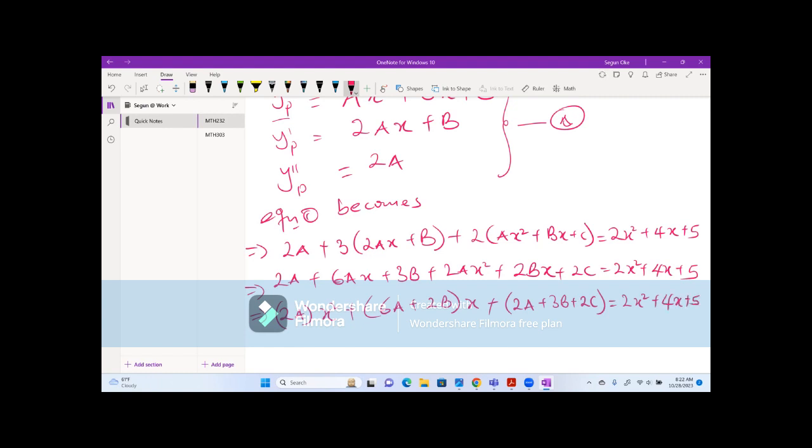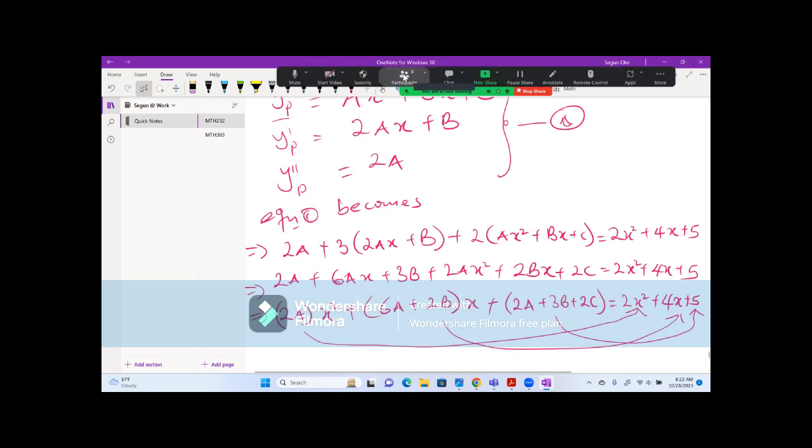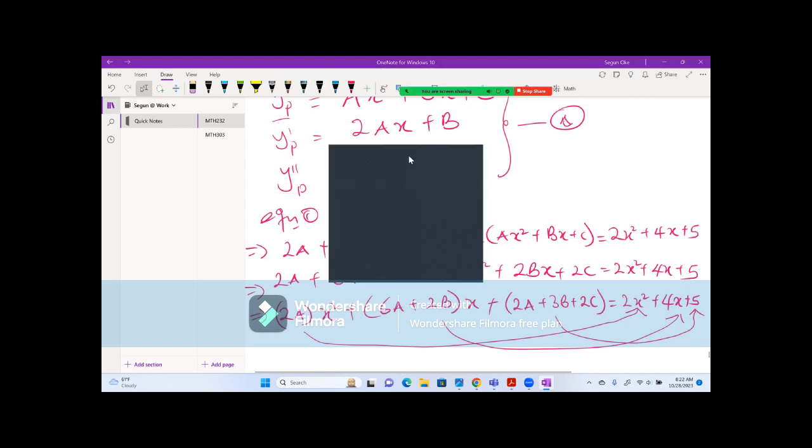So what do we do? We now do the comparison. Equate each of them. The one with x squared, equate it to the x squared. The one with x, equate it to the x. The one with constant, equate it with the constants. That's what we're going to do, a kind of comparison, so that we can get our A, B, and C. Any question?